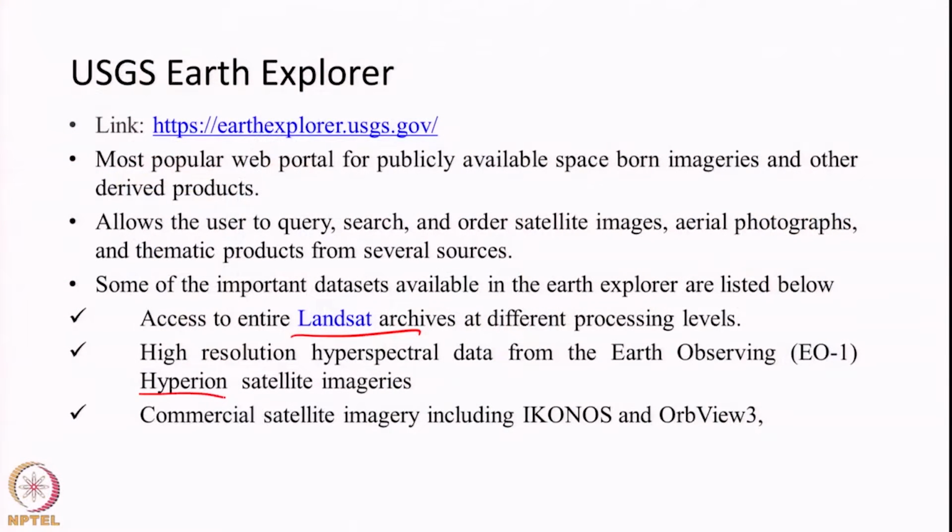One of the most commonly downloaded data from this portal is the Landsat series of satellites. The Landsat satellites are maintained by the United States Geological Survey as the primary maintenance provider, so the data from the Landsat satellites are primarily housed here. Apart from Landsat, we can also download data from Hyperion, which is a hyperspectral sensor. Even commercial satellite images like IKONOS and OrbView-3 are available.